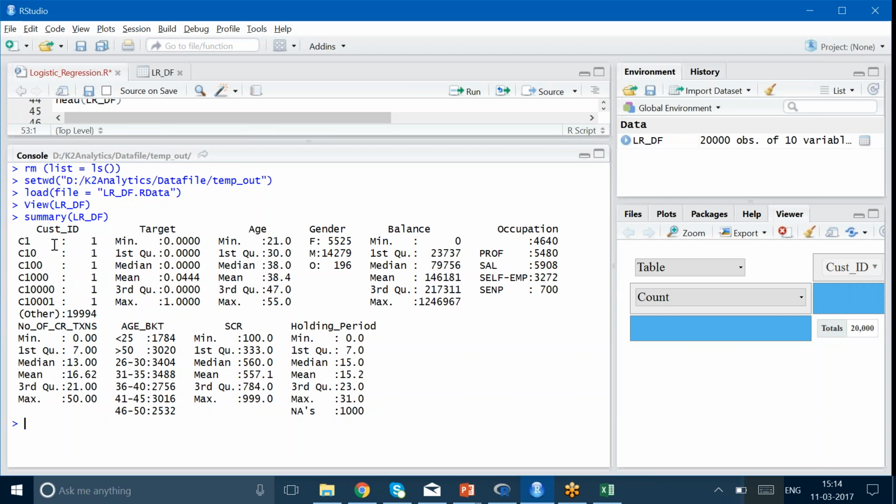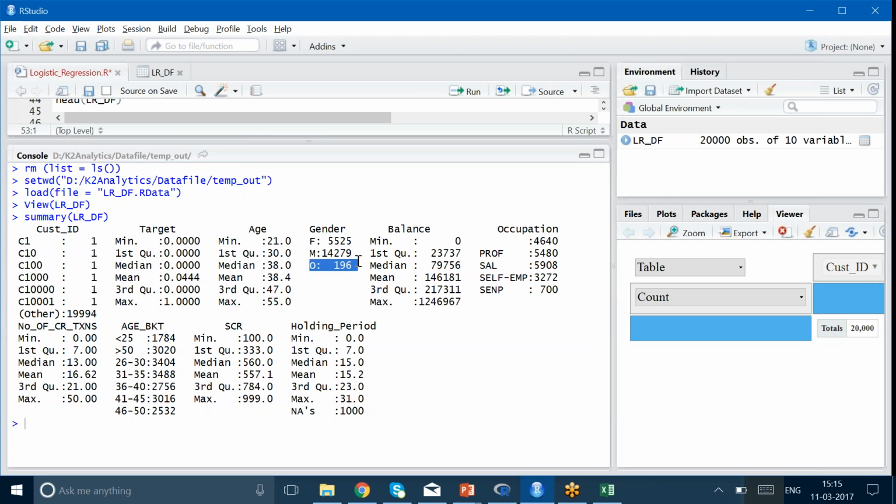So when I see customer ID, it says 111 and 1994. So I can see this is my identifier. Customer ID is my identifier. I can see target is 0 and 1. That is what I expect. Age is between 21 and 55, which is in a permissible range. Okay. Gender, female, male, others.